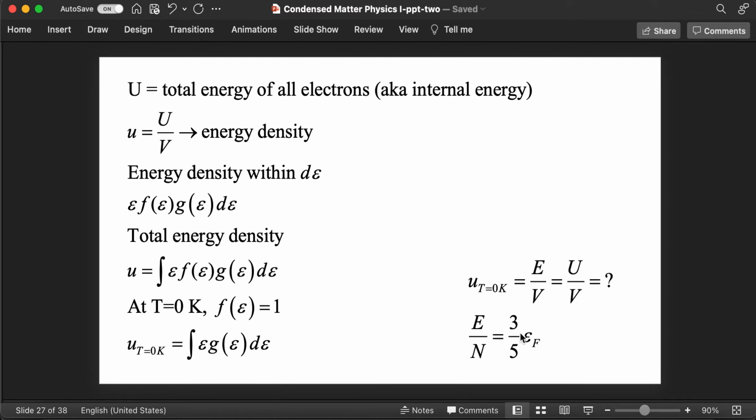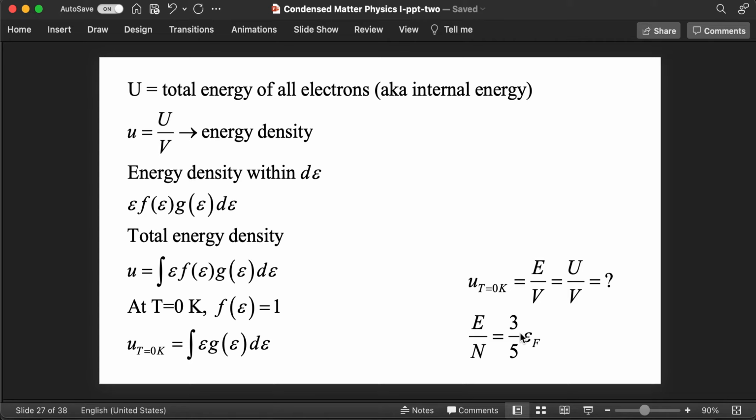Similarly, I can now define the total energy of all electrons. This is also called the internal energy in thermodynamics or stat phys. We can use either U or capital E for this. We can also define the energy density as the total energy per unit volume.